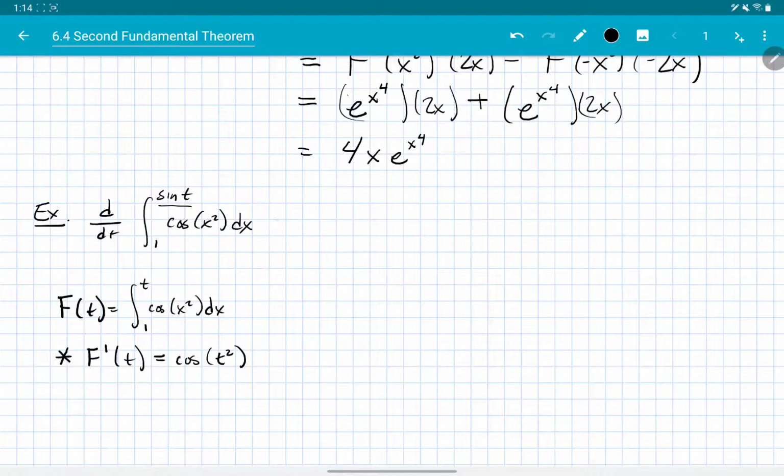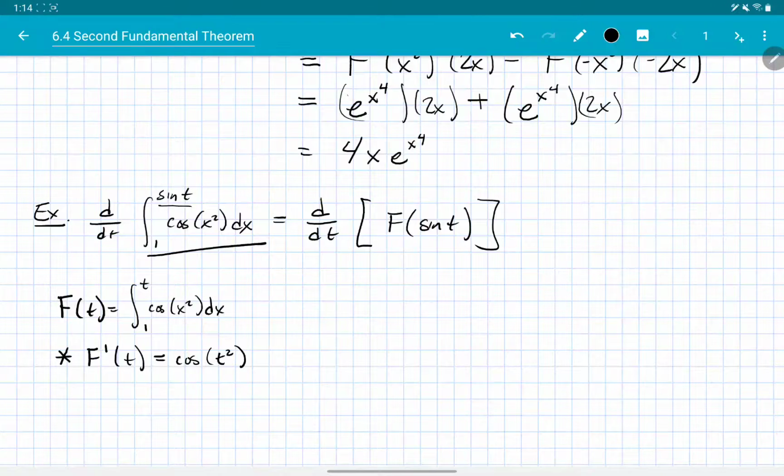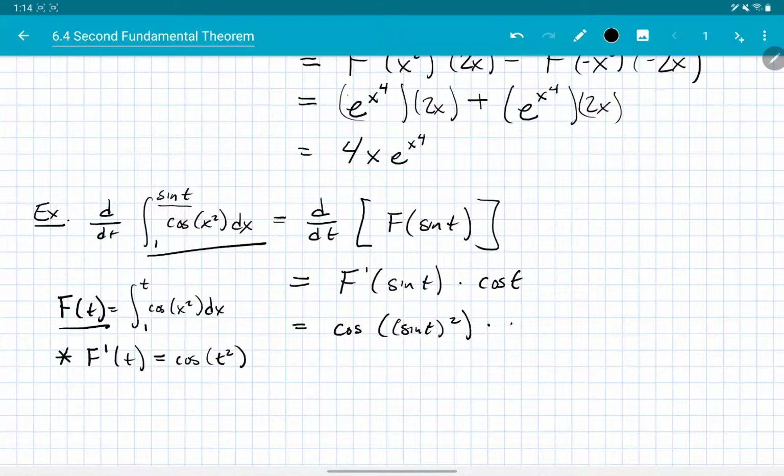When I do that, I rewrite this as the derivative with respect to t of capital F of sine t, because that's exactly what this expression is. Now the chain rule says F prime of sine t times the derivative of sine t, which is cosine t. Now we know what F prime is: it's cosine of t squared. So this becomes cosine of sine t squared times cosine t on the outside. And that is our derivative.